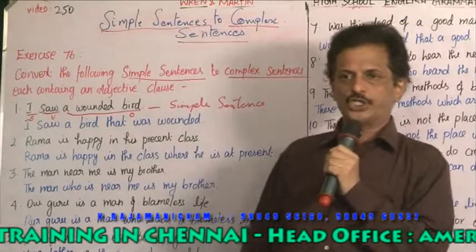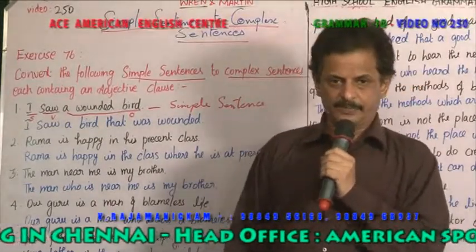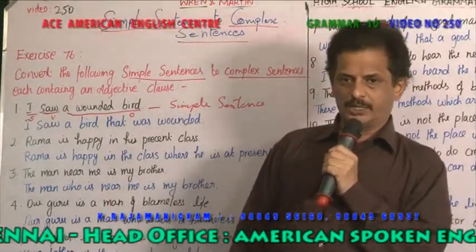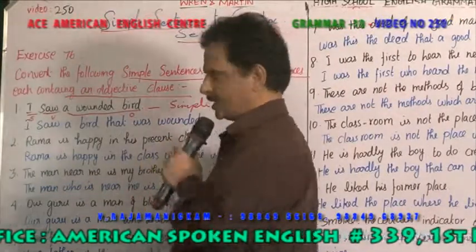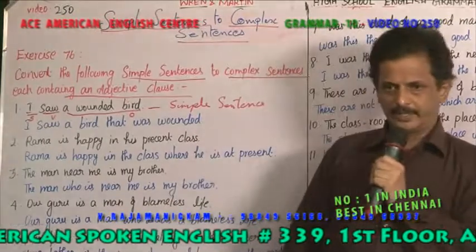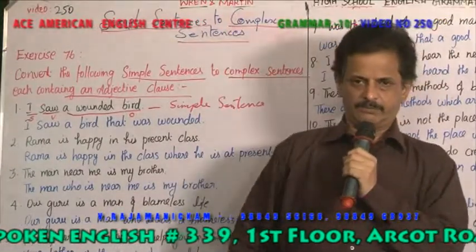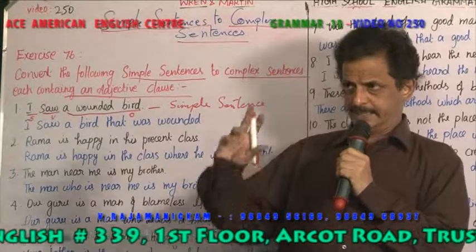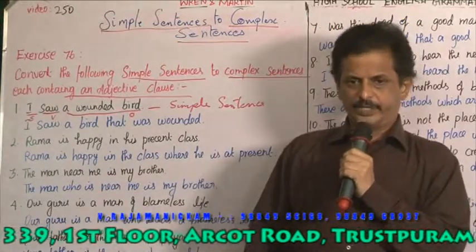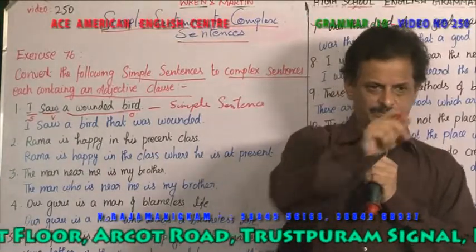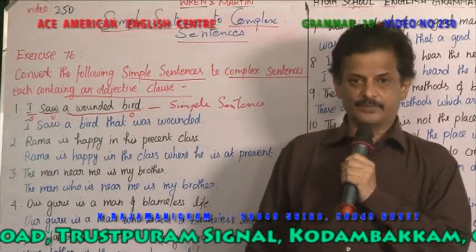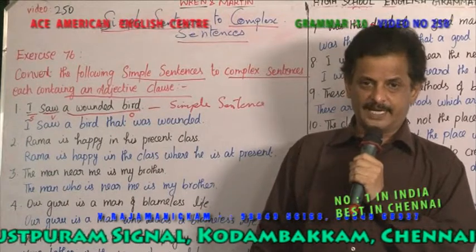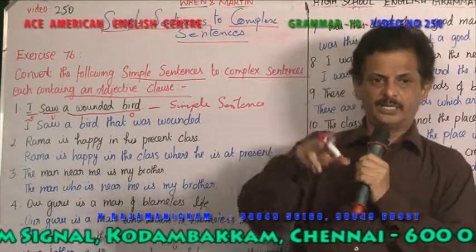Now, you have to change this sentence into two sentences. Two sentences means two verbs, and that too in an adjective clause. You have to make it an adjective clause. What is an adjective? Describing a man or a thing. For example, that boy wearing the blue shirt is a handsome guy. He is handsome. Which is the adjective here? Handsome. Handsome describes the boy.